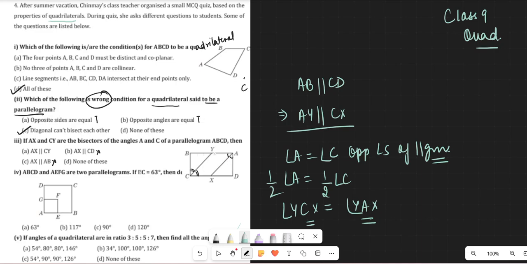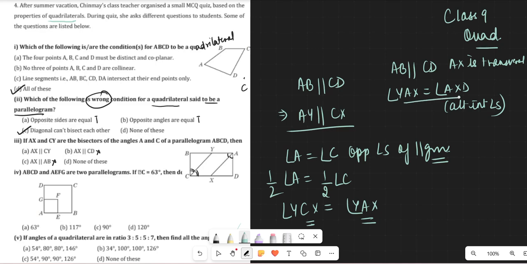And because AB is parallel to CD, and AX is transversal, can I say angle YAX is equal to angle AXD? They are alternate interior angles. So from this and this, I conclude that angle YCX is equal to angle AXD.